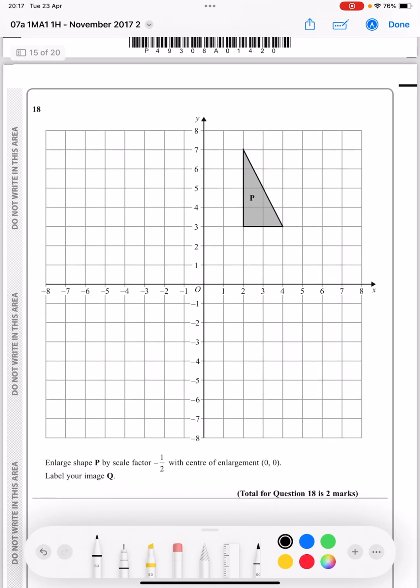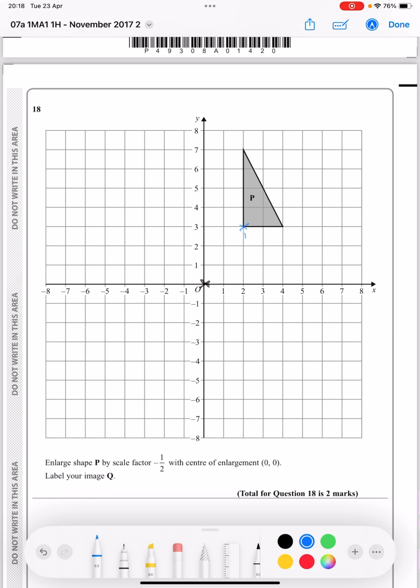Okay, negative enlargement. So here I've got my diagram, my triangle. It says enlarge shape P by scale factor negative a half with center of enlargement 0, 0. Label your image Q. So there's my center, 0, 0. I tend to use this idea. So I look at particular points. So I'm going to look at this point here and I call that scale factor 1.